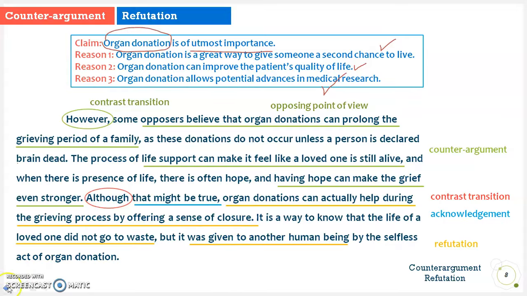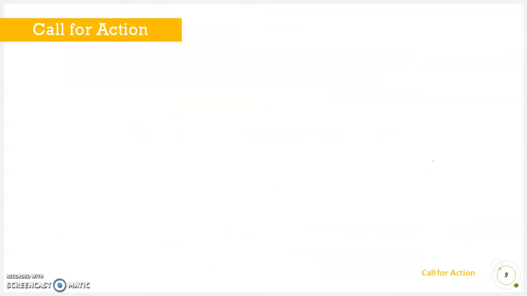In addition to this, it gives meaning to the death of the loved one, that their life was meaningful and that they were able to make another human being alive by donating their organs to them. And this is the refutation. Notice here that emotional appeal is provided in the reasons to make the refutation as a reply to the counter argument.